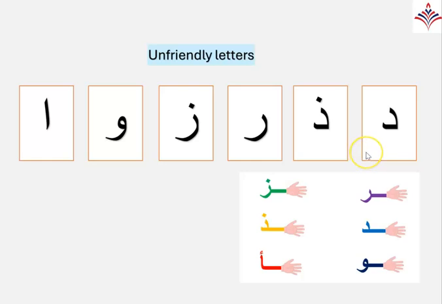These are the unfriendly letters. We have only 6 unfriendly letters: da, the, ra, z, wa, and a. We call them unfriendly because they can connect from one side only and they cannot connect from the other side.